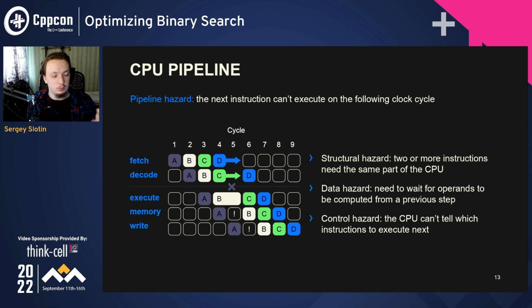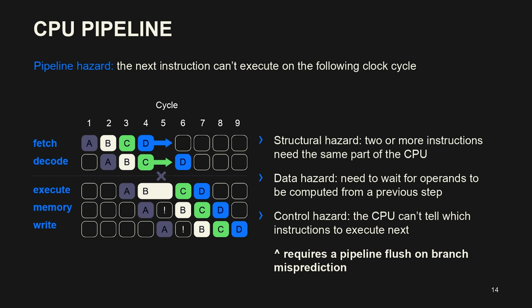And the last type is control hazard, and it is when the CPU can't tell which instructions to execute next. This type of hazard is especially interesting to us because the bubble emerges at the very beginning of the pipeline, and we need to wait the entire 20 cycles to refill the pipeline. So it occurs due to some type of branching. For example, if you have an if statement in your code, where depending on some condition, you execute either one stream of instructions or the other.